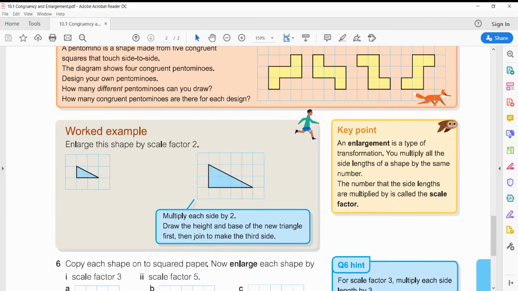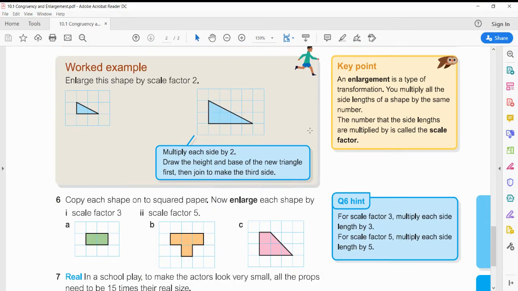Okay, then we move on to enlargement. So scale factor of 2, all the side lengths are twice as much. Scale factor of 3, so you should draw a rectangle which is 3 by 6. Here, scale factor of 5, so this should be 5, 5, 5, 5, 5, 5, 5, 15 across at the top there. And 3 and 5. So this one you should be doing 3 by 6 and also 5 by 10.